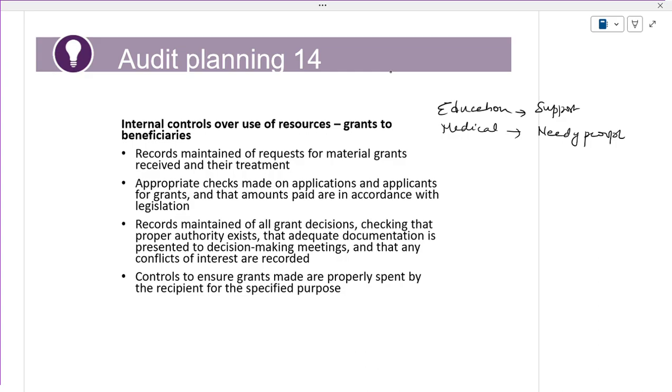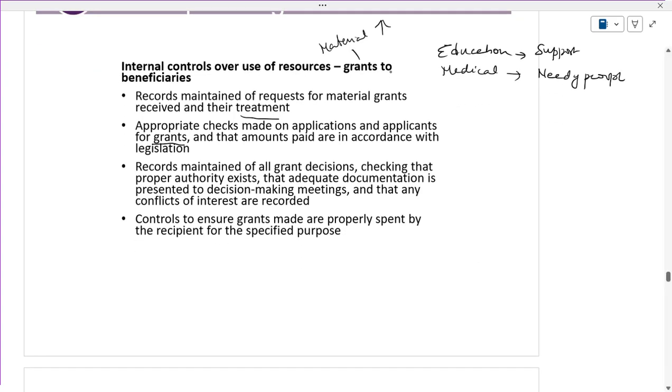Records are maintained for requests for material grants, how they are treated, how they have to be spent. Appropriate checks on applicants of grants. How you have to use grants, specific huge amounts. Donations are in small numbers, so materiality is very low, whereas with grants the materiality level will be very, very high, unimaginably high. Records are maintained of all grant decisions and the proper authority should exist. That means signing authority, issuing authority and approval authority should be clear with respect to decision-making meetings. Controls ensure grants are properly spent by the recipient for a specific purpose.